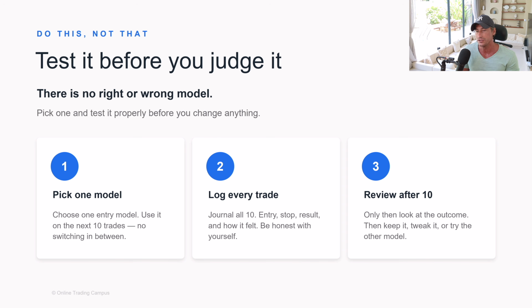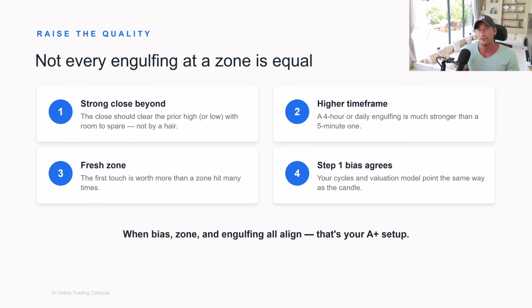This is how real traders get better. They do not jump around. They test one thing, they journal it properly, and they let the numbers tell them what works. Not every engulfing candle at a zone is the same. So here's how I tell a good one from a great one.